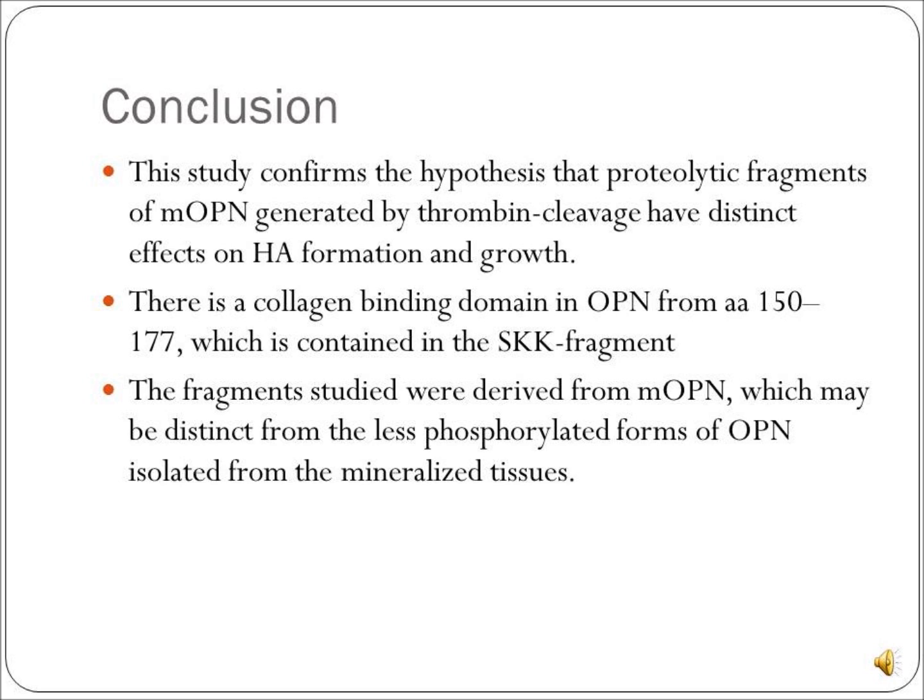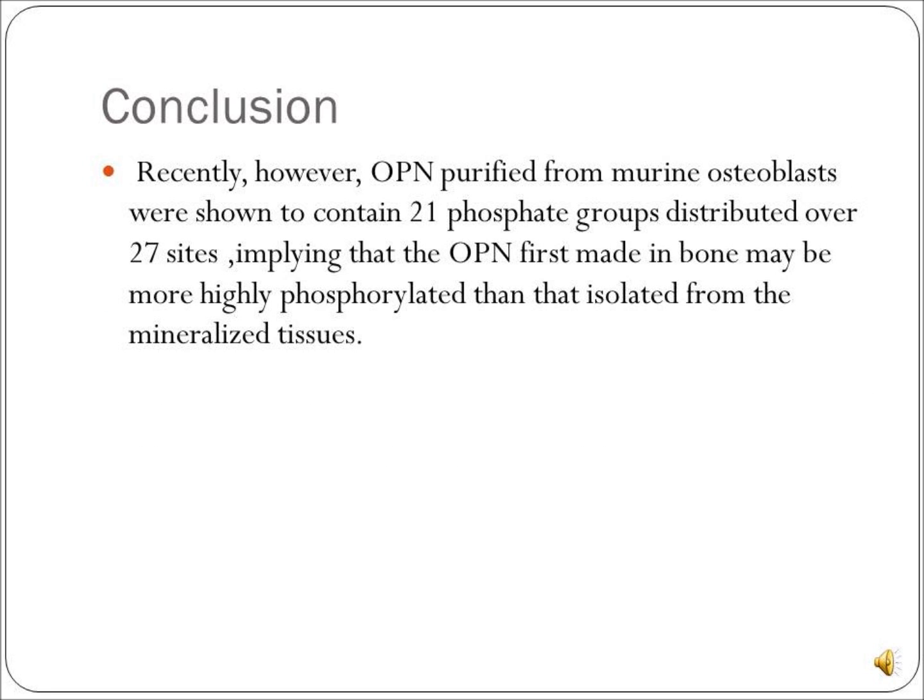There is a collagen binding domain in osteopontin, from residues 150 to 177, which is contained in the SKK fragment. The fragments studied were derived from milk osteopontin, which may be distinct from the less phosphorylated forms of osteopontin isolated from the mineralized tissues. Recently, however, osteopontin purified from murine osteoclasts was shown to contain 21 phosphate groups distributed over 27 sites, implying that the osteopontin first made in bone may be more highly phosphorylated than that isolated from the mineralized tissues.